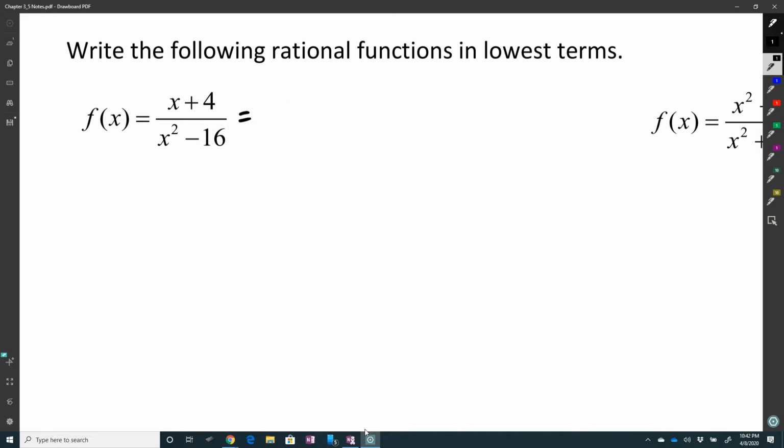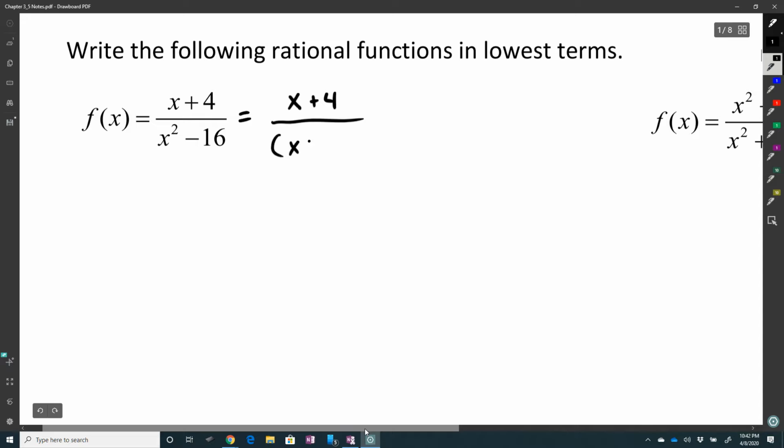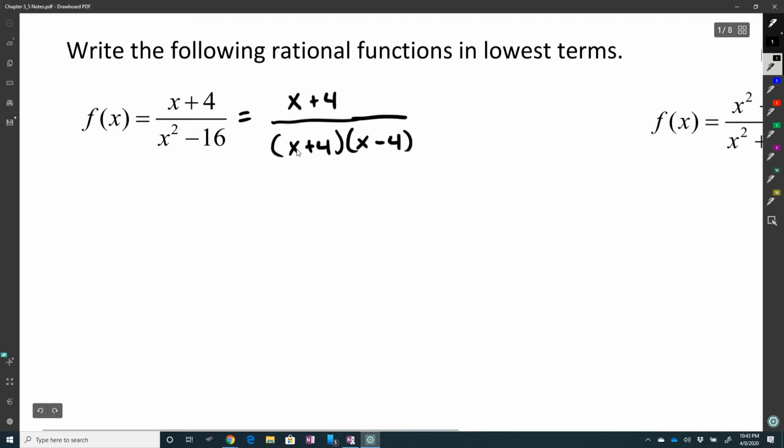So what they want us to do to put it in lowest terms is we have to try to simplify. And by simplifying, we have to try to factor. So, x squared minus 16 simplifies to x plus 4, x minus 4.